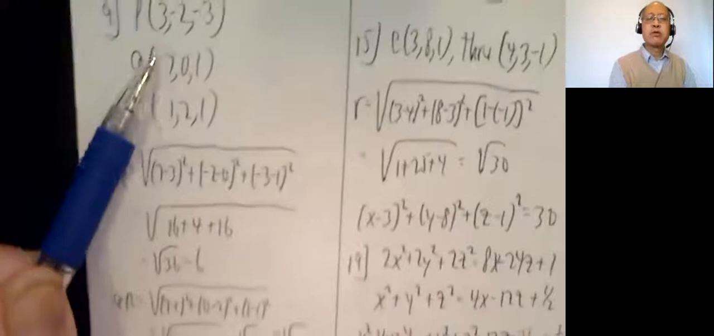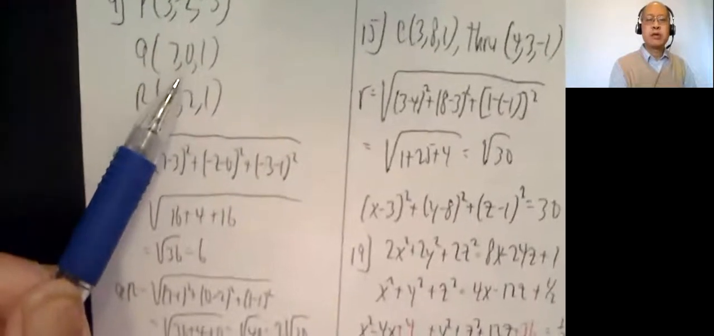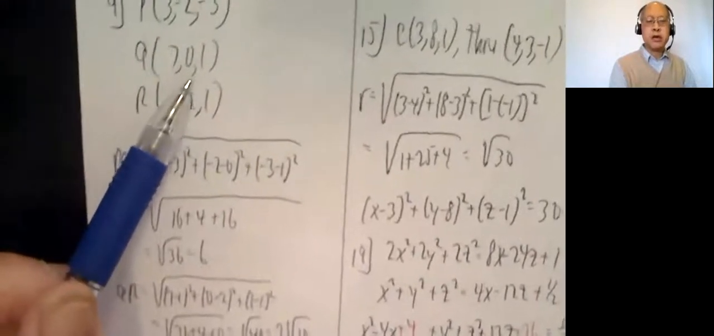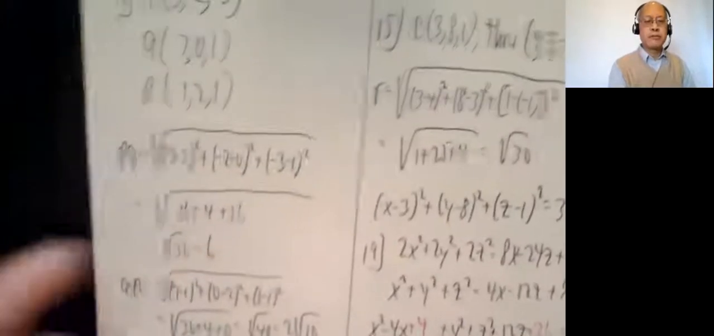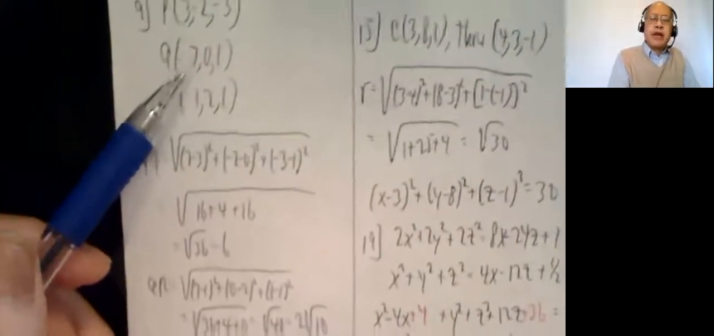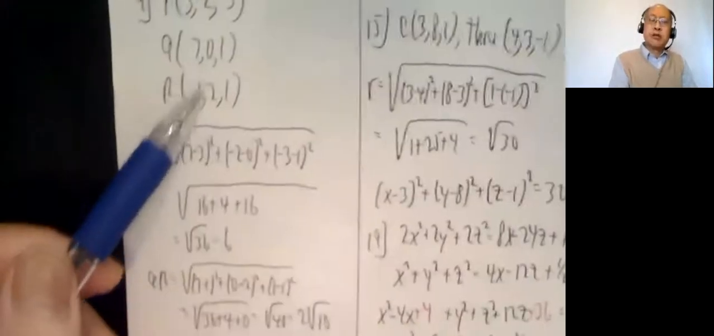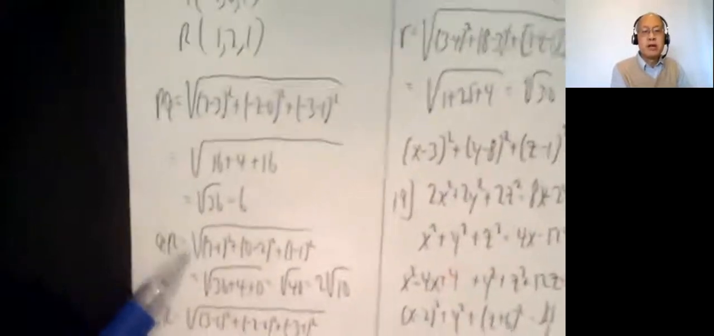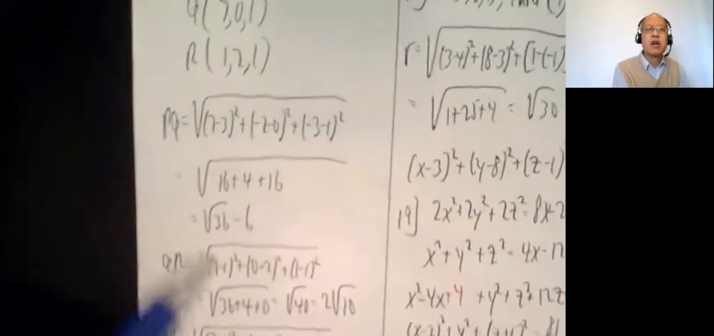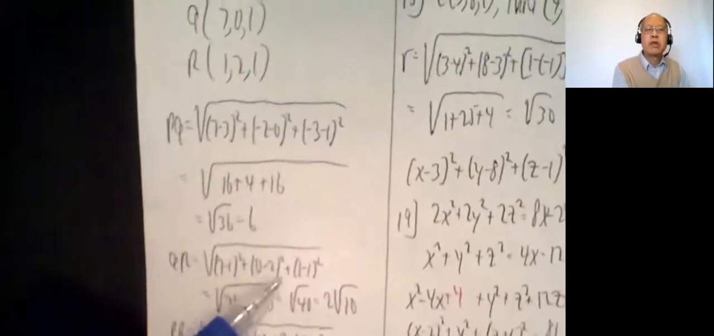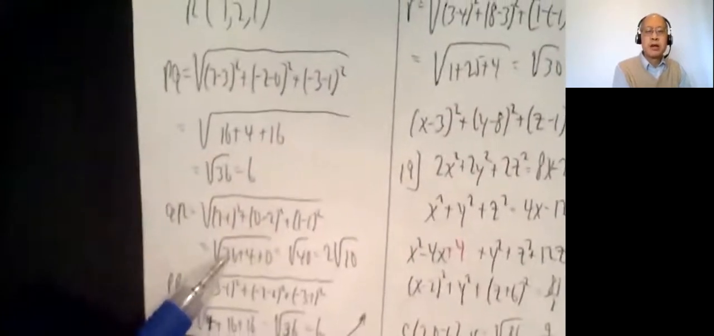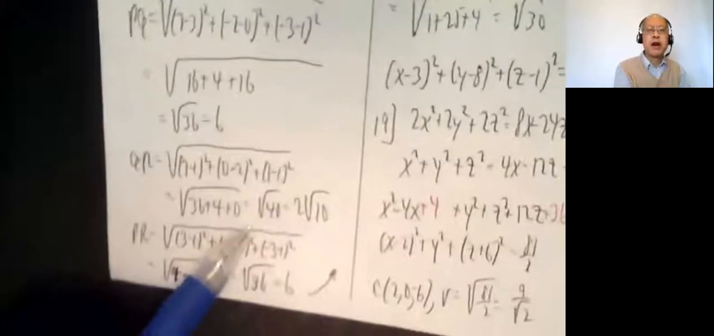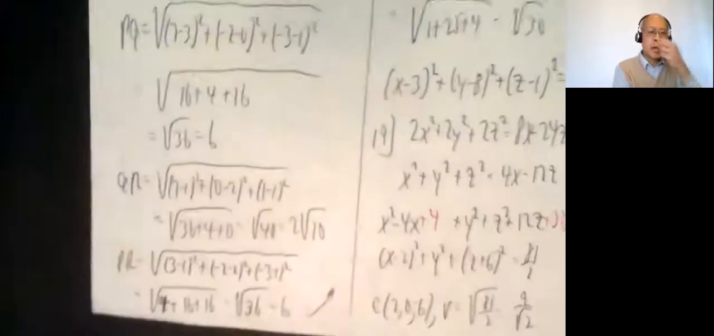It's x2 minus x1 squared plus y2 minus y1 squared plus z2 minus z1 squared. Take the square root of the whole thing. Distance from Q to R. It's basically delta x squared plus delta y squared plus delta z squared, square root of the whole thing. So square root of (7 minus 1) squared plus (0 minus 2) squared plus (1 minus 1) squared, 36 plus 4 plus 0, radical 40, 2 radical 10.